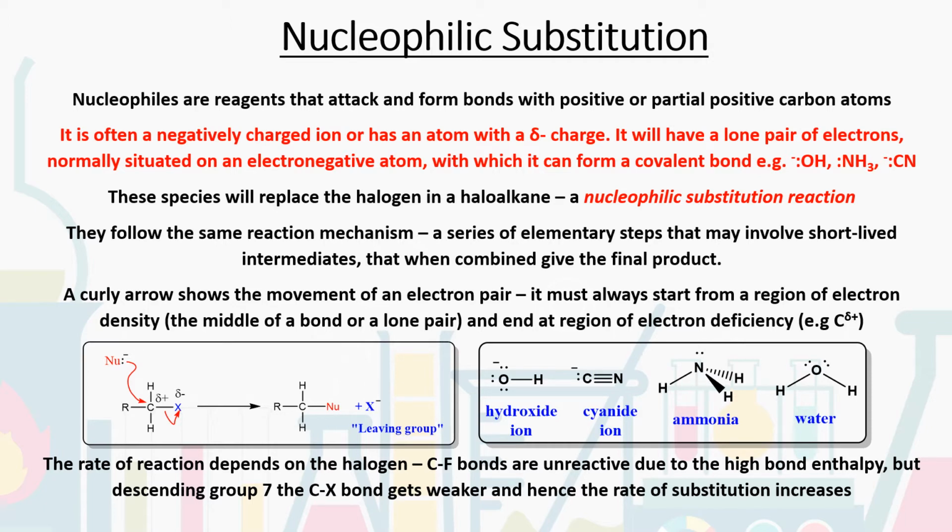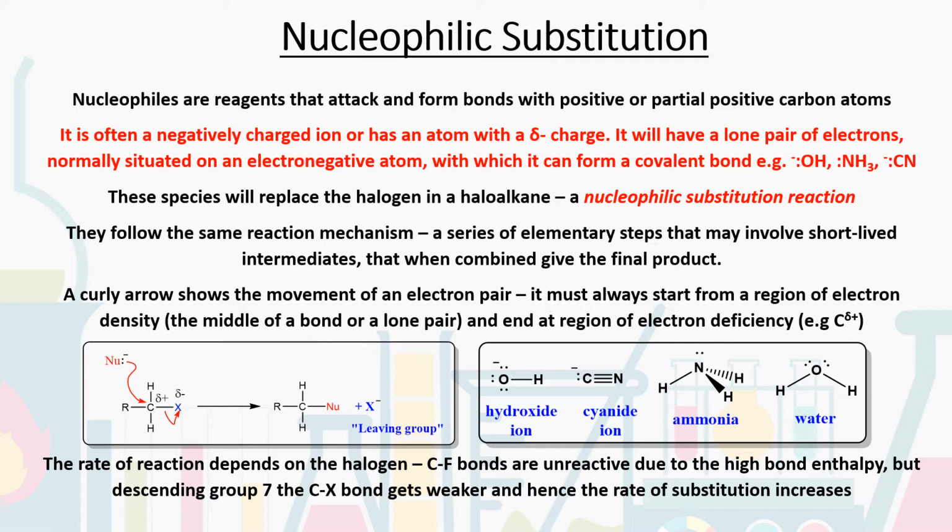So our nucleophile is often a negatively charged ion or an atom with a delta negative charge. It typically has a lone pair of electrons, normally situated on an electronegative atom with which it can form a covalent bond. And so some examples are shown below. You have the hydroxide ion, OH-, the cyanide anion, CN-, the negative charge there on the lone pair on the carbon. That's an exception to this rule of it going on the more electronegative atom. Ammonia, NH3, doesn't have a negative charge, or water, H2O, again, no negative charge, but both contain lone pairs of electrons.